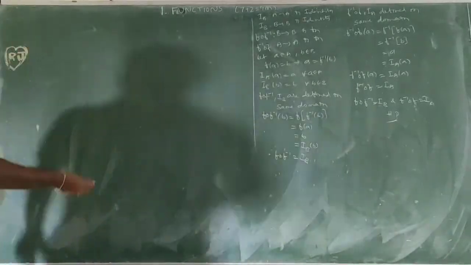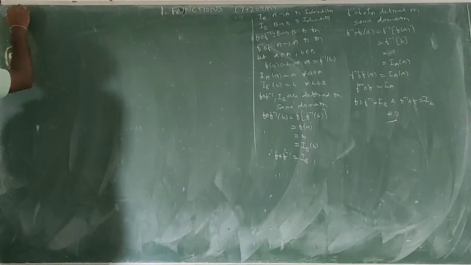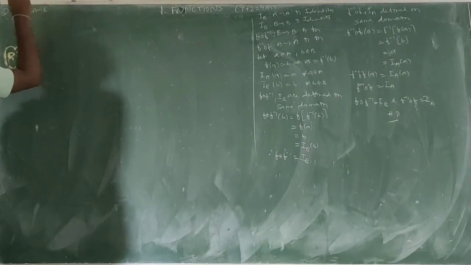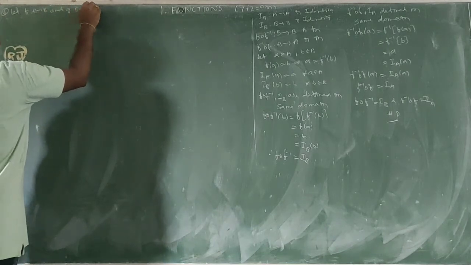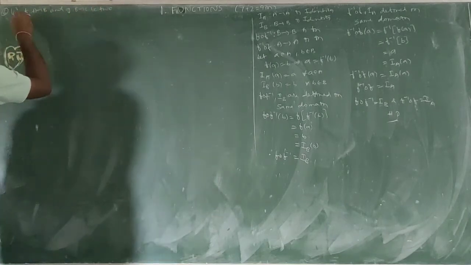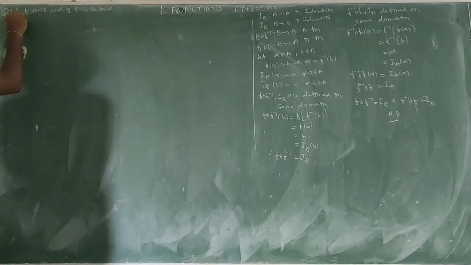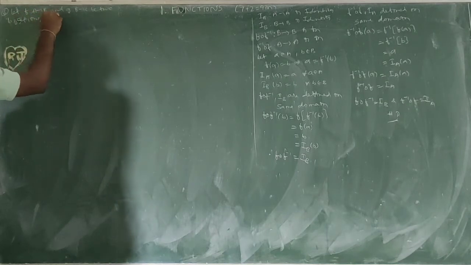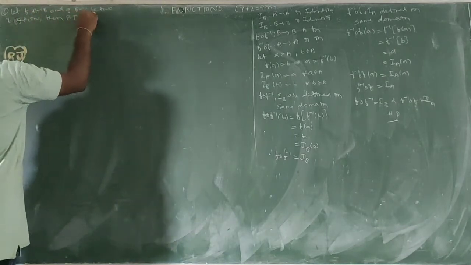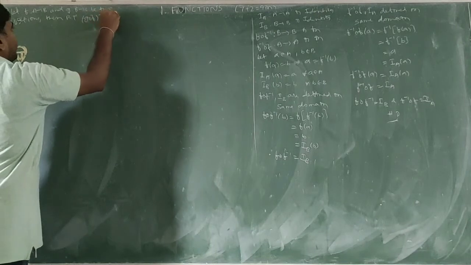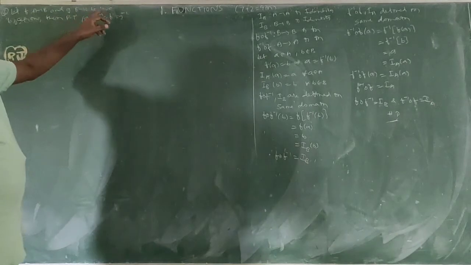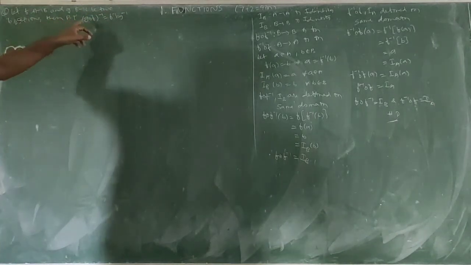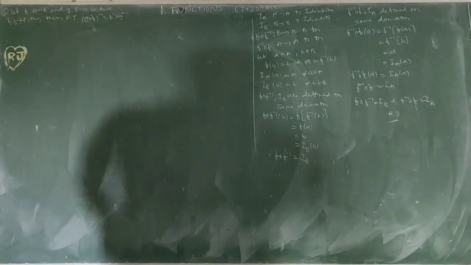So the theorem is: let F from A to B and G from B to C be two bijections. Then prove that (G circle F) whole inverse equals F inverse circle G inverse. So F from A to B, G from B to C are bijections, then prove that (G circle F) whole inverse equals F inverse circle G inverse.